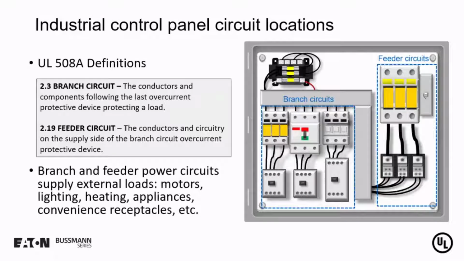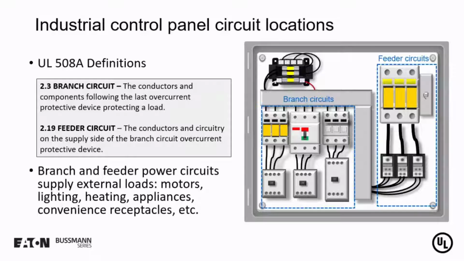So let's understand what power circuit means more. We said before that it was a part of a branch or feeder circuit. A branch circuit is defined as the conductors and components following the last overcurrent protective device protecting a load. And that really is the key word that I stress with my industrial control panel manufacturers: when it comes to determining power versus control, the key word there is load. So the question we should ask is not what the voltage is. For instance, a 120 volt circuit could be either power or control. It just depends if it supplies a load.